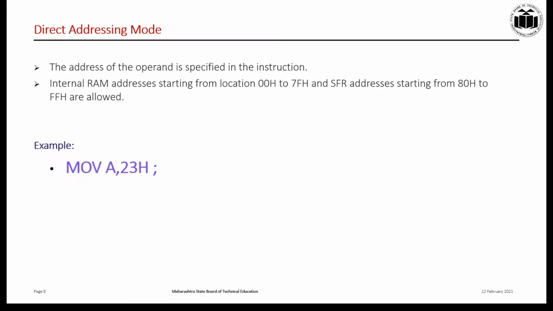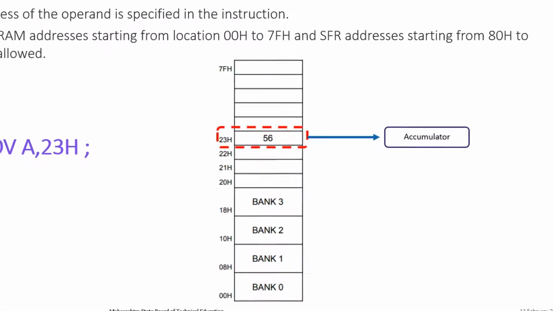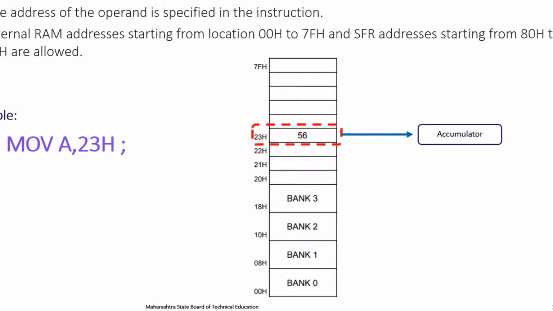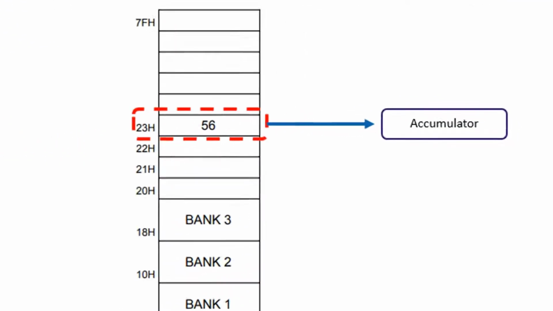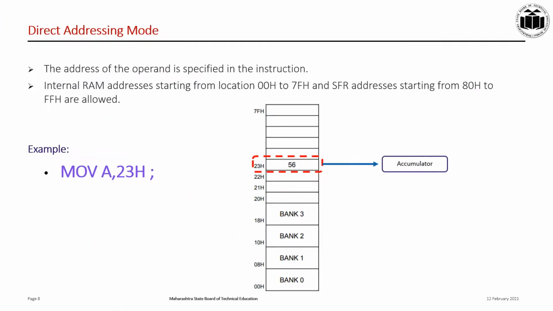For example, MOV A, 23H. Here, the accumulator is the destination register and RAM address 23H is the source operand. After the execution of this instruction, the content of memory location 23H will move to the accumulator.